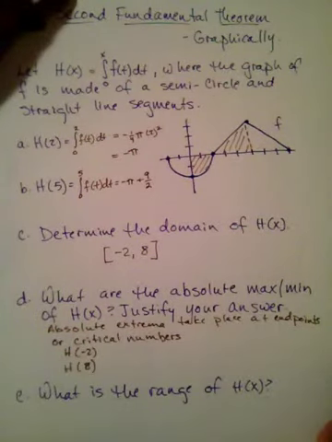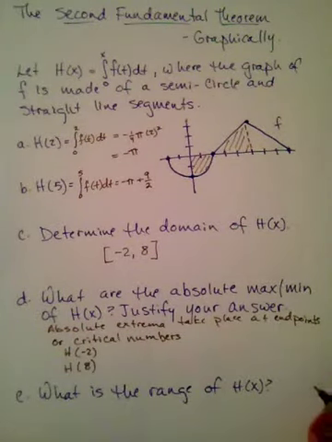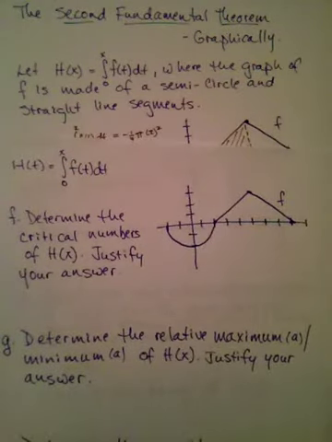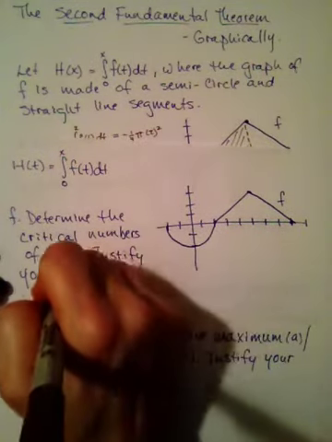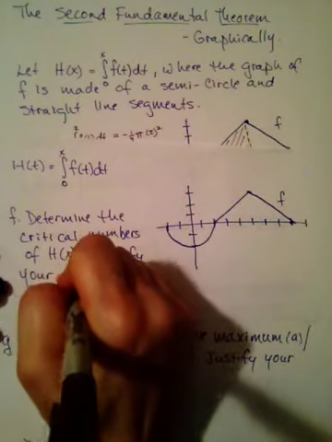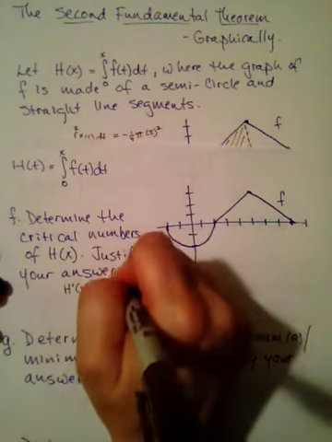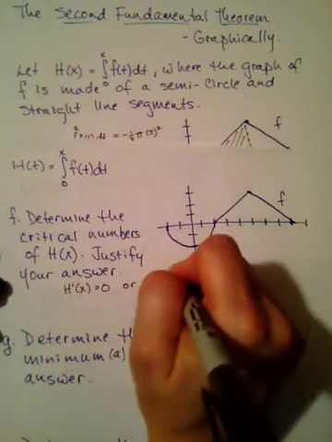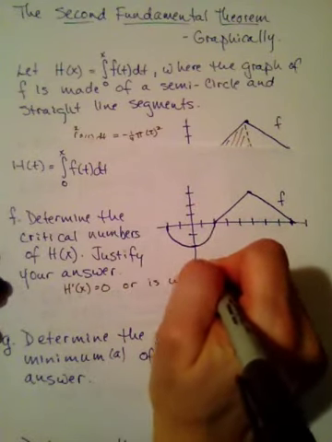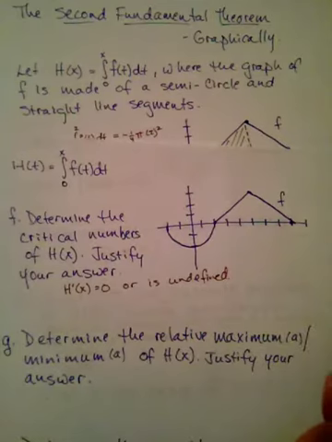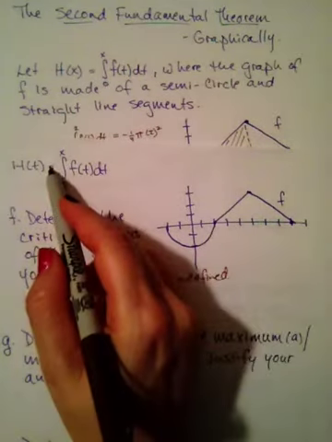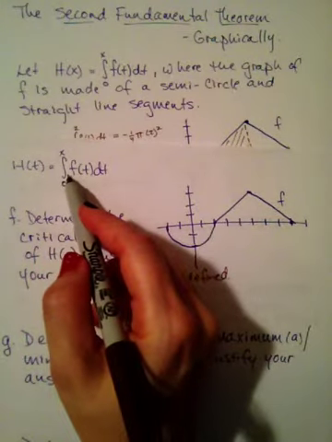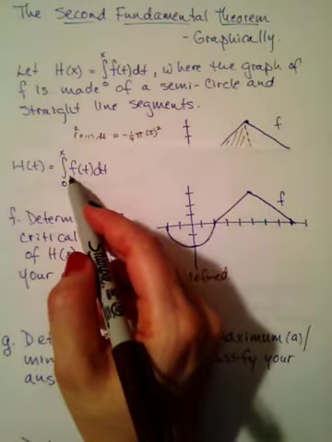But I also have to identify my critical numbers. So that's actually a question that comes a little bit later. I'm going to bring it in now. It says determine the critical numbers of h of x, justify your answer. Well, I'm going to start with the justification. I know that a critical number is when h prime of x equals 0 or is undefined. That's the general justification. Now, h prime is the derivative of our h, but h is the integral. So this is where the second fundamental theorem comes in.